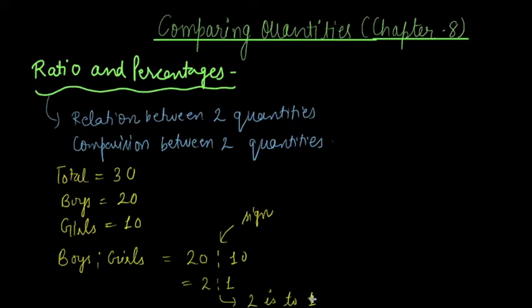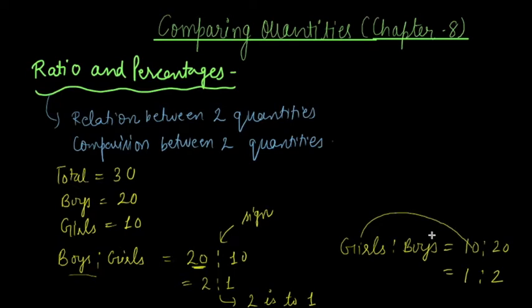It is very important that you place the same position. If boys is here, it means you have to place the count of boys here. If I want to write the ratio of girls to boys, then it becomes 10 is to 20 and hence 1 is to 2. So the positioning matters: girls means the girls count will come here, boys means boys count will come here. We cannot change the order. So the ratio for boys to girls is 2 is to 1. Rather, if I ask, the ratio of girls to boys will be 1 is to 2. So this is the ratio.